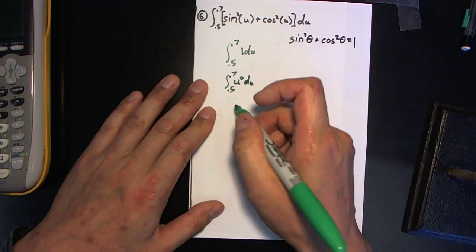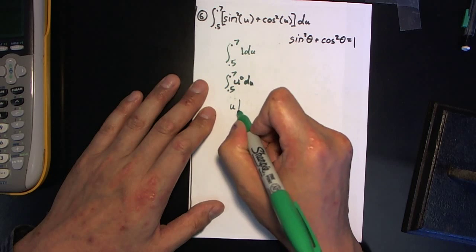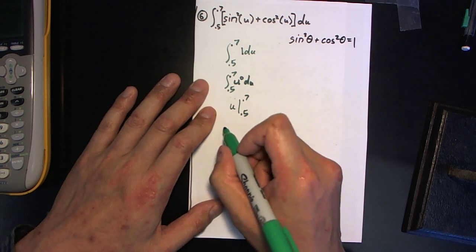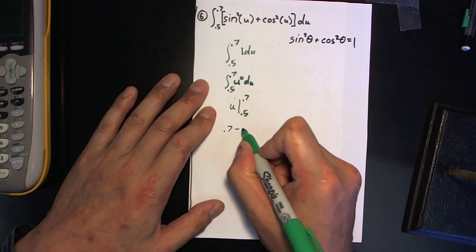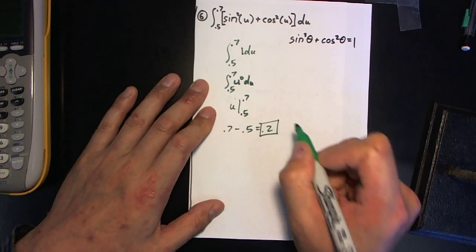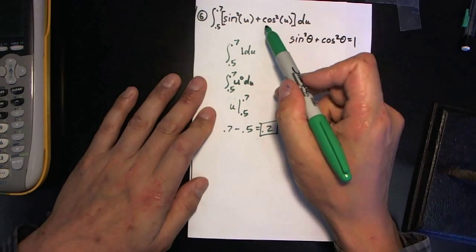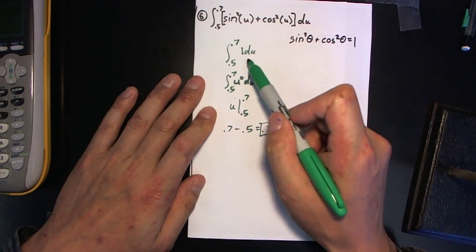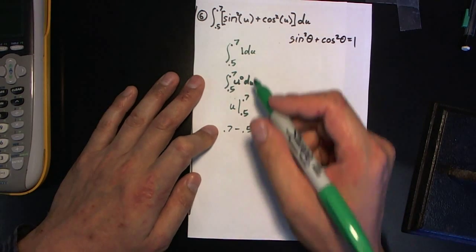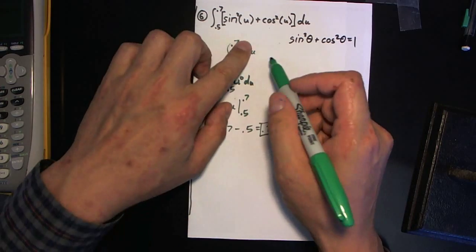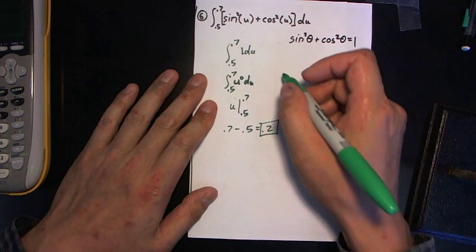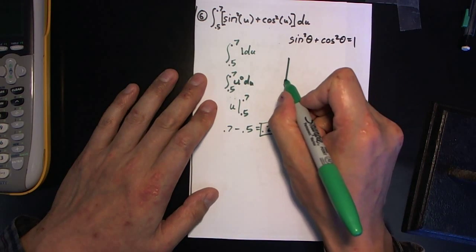Okay, integral of u to the 0 is u, so this is u evaluated at 0.5 and 0.7, and so this is 0.7 minus 0.5, and that's going to be 0.2. Alright, so once you realize the algebra trick, then the calculus is easy. The other question you might have is, why is this so simple? Well, if you look at what this is, integral of 1 from 0.5 to 0.7, just graph that out.